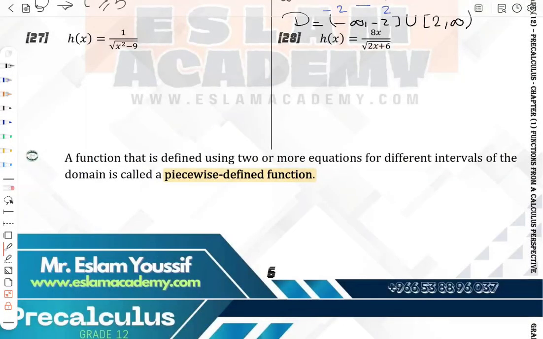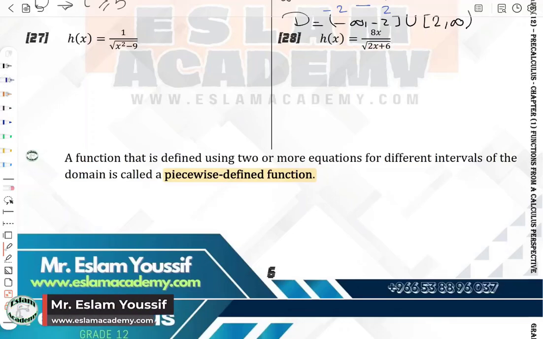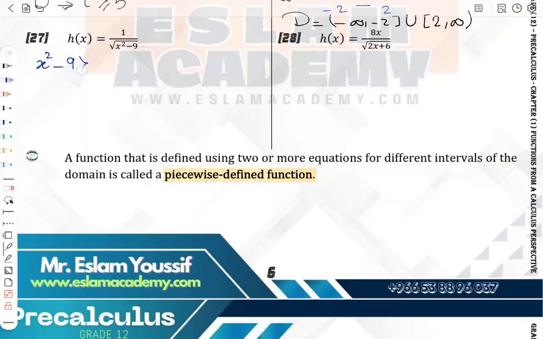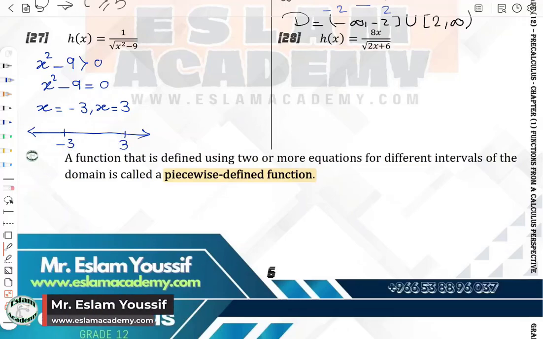For this part, we have h of x equals 1 over the square root of x^2 minus 9. Once we have a fraction and at the denominator we have a root, it will be x^2 minus 9 is greater than 0. We can't say more than or equal because we can't make the denominator equal to 0. Once we have a quadratic equation of the second degree, then it will be x^2 minus 9 is equal to 0. So we have x is equal to negative 3 or x is equal to positive 3. Now just graph the number line. We have negative 3 and positive 3. The parabola is shifted 9 units down.